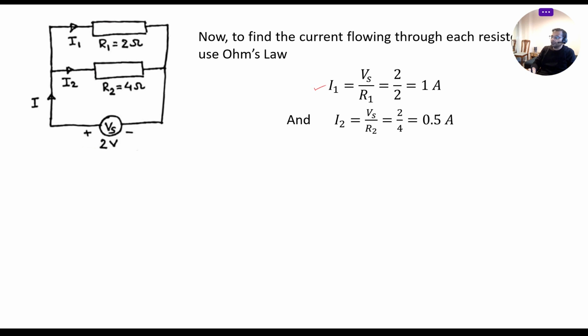Okay, so I1 will be V1 or Vs divided by R1, right? So supply voltage is your 2 volts, R1 is your 2 ohms. So 2 divided by 2, which is 1 ampere. Similarly, we can again use this formula to calculate I2. So I2 will be your V2 or your supply voltage divided by R2. That is 2 divided by 4, which gives us 0.5 ampere.